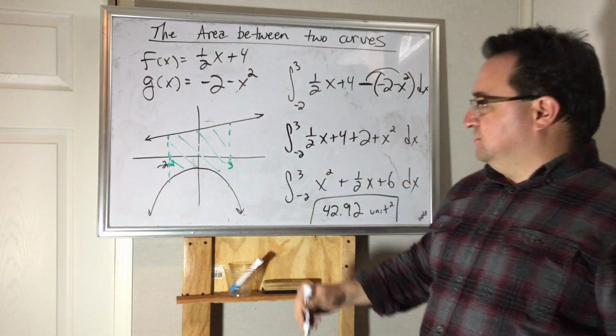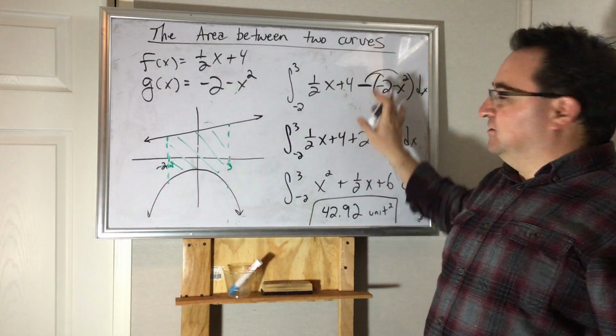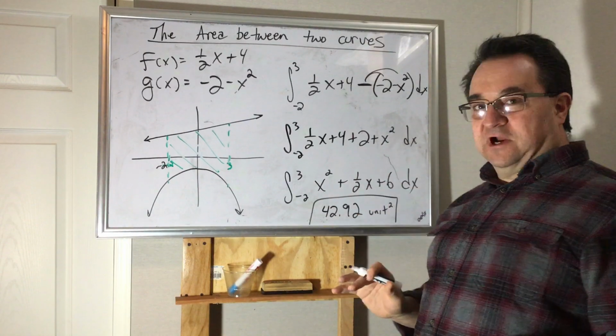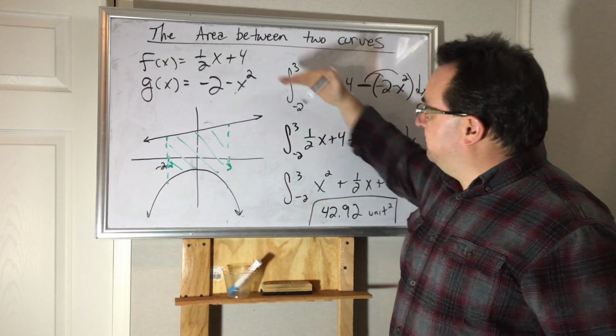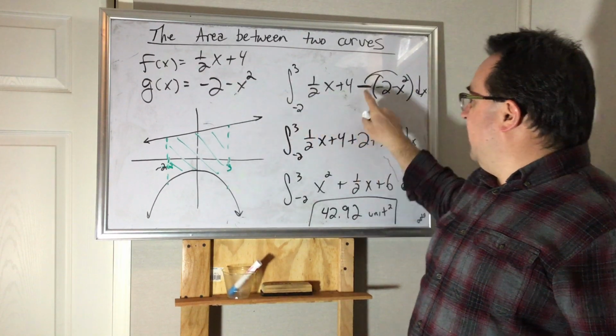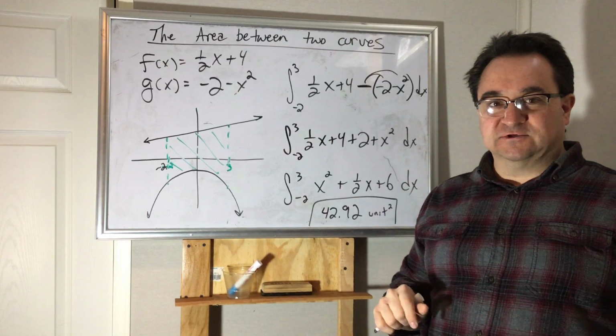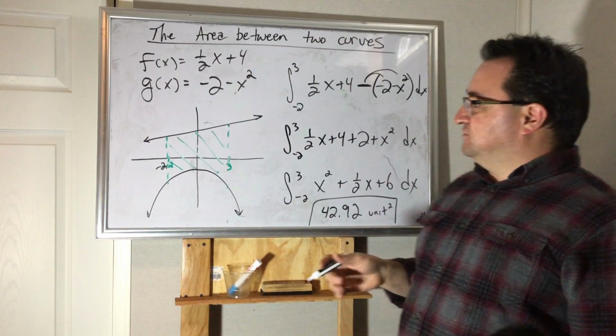We have a top function. We've got a bottom function. What I need to do is capture that in an integral so I can put it in the technology or grind it out by hand. So it's top minus the bottom, and we're being careful about how that minus distributes or reacts with multiple terms there. So that's kind of our first example.